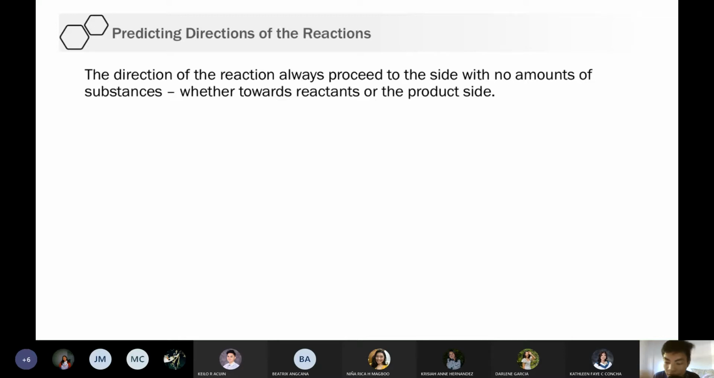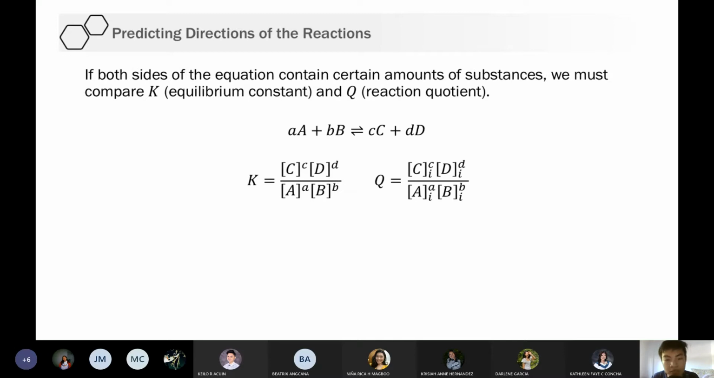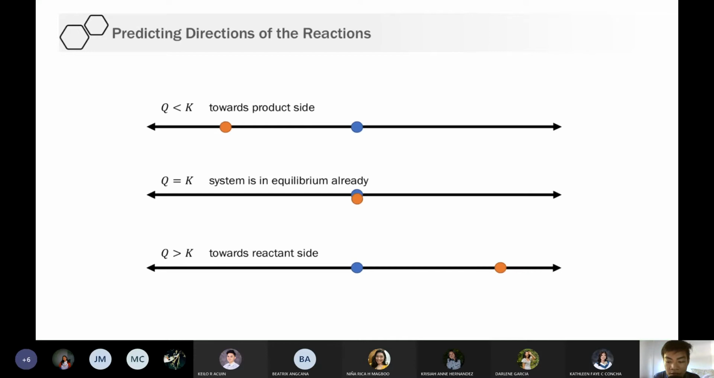So for us to predict where the reaction is going, we have to compare K and Q. K is the equilibrium constant at equilibrium. However, Q is the reaction quotient. It tells you the ratio of the products and the reactants initially, before the reaction reaches the equilibrium state. Depending on the values of K and Q, you can tell whether it is going to the left, going to the right, or it is already at the equilibrium state.